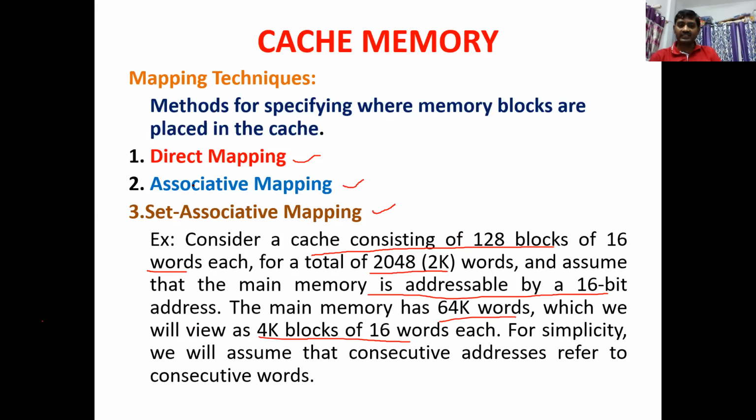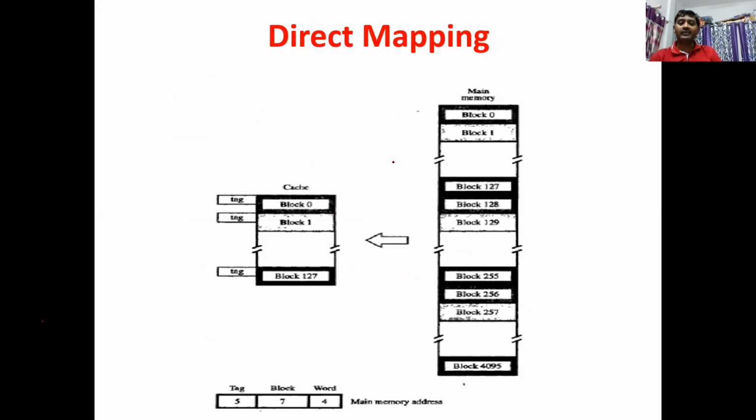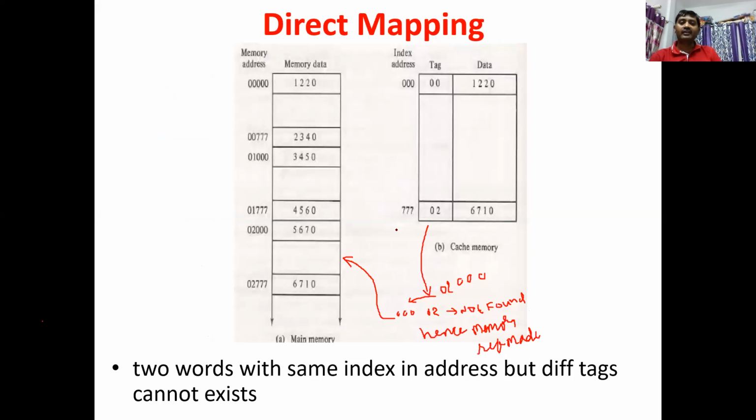So we'll be discussing these three mappings: direct mapping, associative mapping, and set associative mapping. First is direct mapping. Before that, see this slide. Direct mapping is in this way. You have an address that is indexed with an index address, and a tag that will be stored this way. The tag comes first, the index later. So if I say 02777, then this will be the tag and this will be the index in the cache memory.